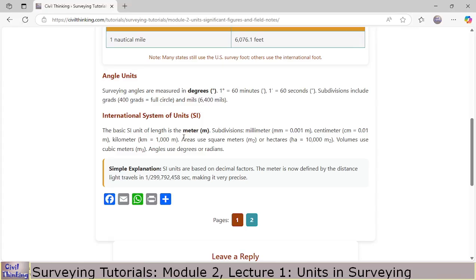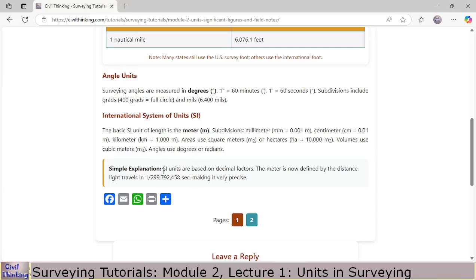Now let us talk about the SI system, international. The basic unit of length is the meter, and we can subdivide the meter into millimeters. 1 millimeter is 10 to the power minus 3 meters, 1 centimeter is 10 to the power minus 2 meters, and 1 kilometer is 10 to the power 3 meters. For area they use square meters or hectares, and 1 hectare is approximately 10,000 square meters. Volumes are in cubic meters. Angles use degrees or radians, so in the SI system we use both.